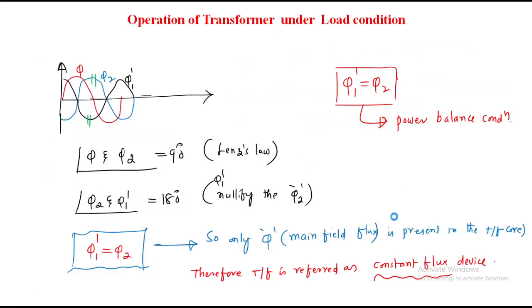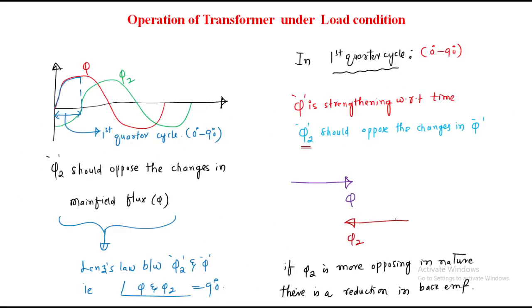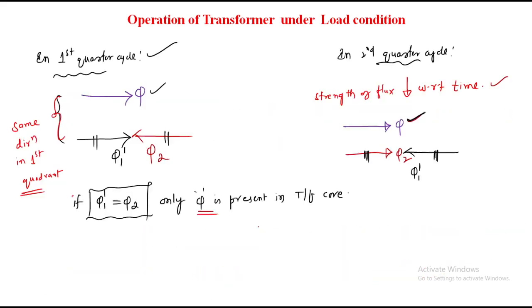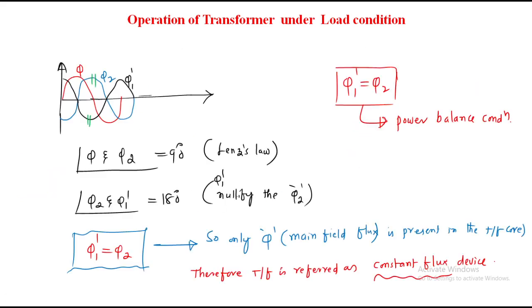When there is a load, obviously there is a secondary current. Because of that current, there is a phi 2. That phi 2 should oppose the changes in the main field flux. With respect to the first quarter cycle, phi 2 opposes the changes in main field flux. Obviously the dominant nature of phi 2 is more than phi, so the resultant phi m is reduced. Therefore, because V1 is more than E1, there is a resultant current. That current provides phi 1 dash, and phi 1 dash should oppose phi 2 only. These are the different cases for the first and second quarter cycles. You have to analyze the third and fourth quarter cycles.